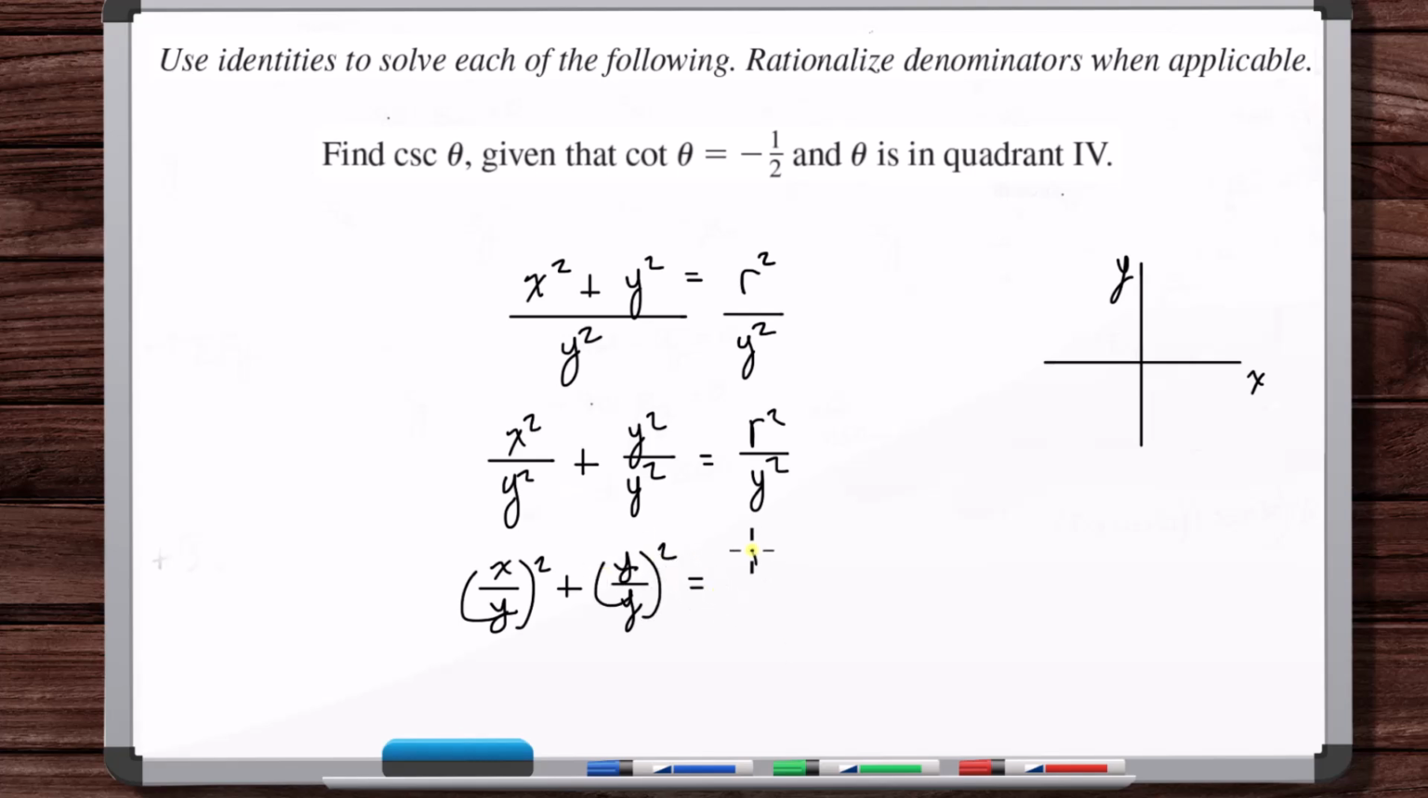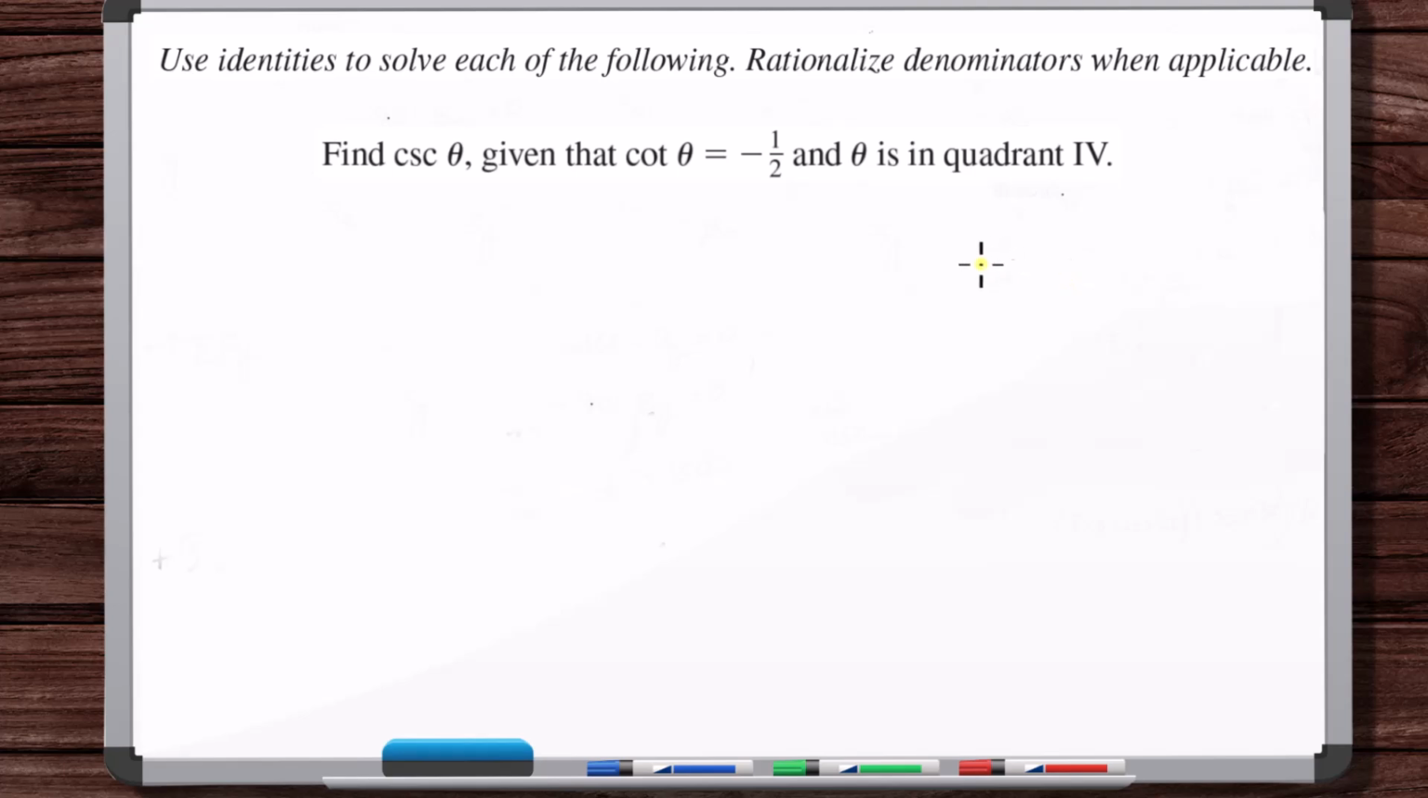x divided by y. x could be negative or positive, y could be negative or positive. This obeys the Cartesian coordinate system. So we just say x divided by y is cotangent, squared, plus 1 is equal to cosecant squared. So 1 plus cotangent squared theta is equal to cosecant squared theta.